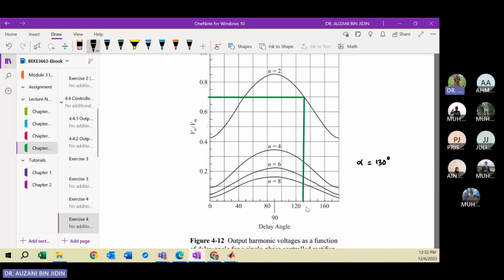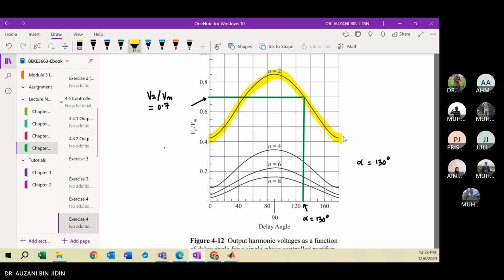Okay, so here is your calculated alpha, which is 130 degrees. Then this point will be Vn, which is V2, right? V2 divided by Vm. So based on this graph, you can obtain the value of this ratio as what? 0.7. Okay, because we just concentrate on the first AC term, which is N equal to 2.